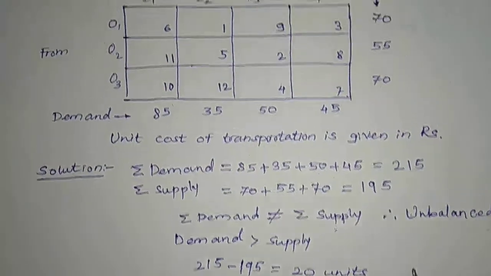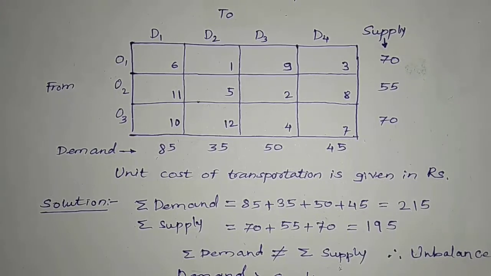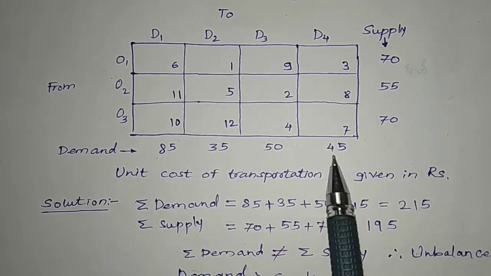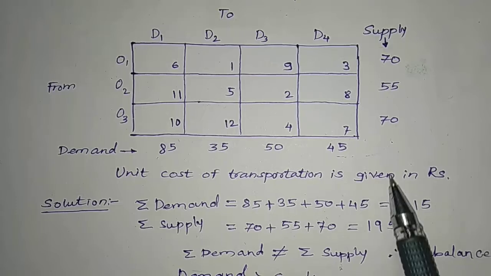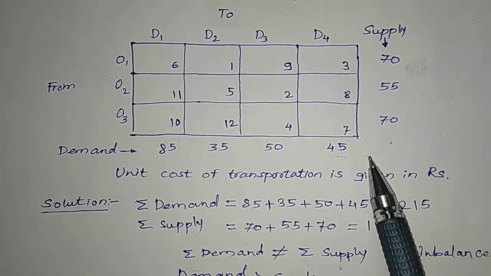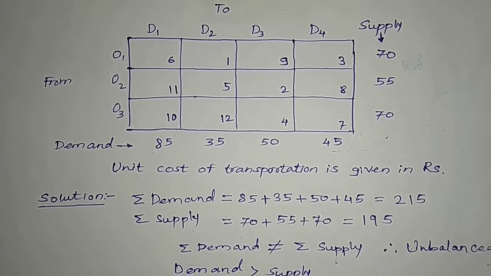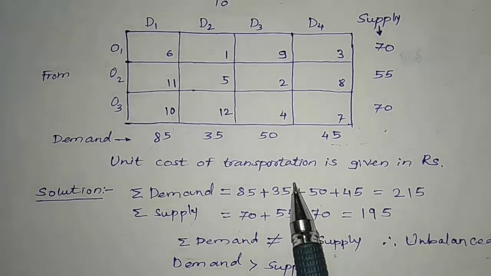Now we have to balance this problem. Which quantity is lower? Supply is lower, therefore we will have to add one dummy origin, and then we can add its supply as 20. Then this problem becomes a balanced transportation problem. Now let us balance this problem in the next table.